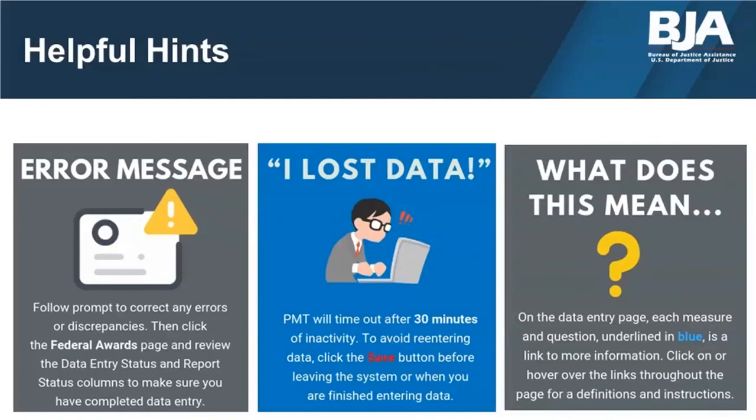If you get an error message, follow the prompt to correct any errors or discrepancies. Then click the Federal Awards page and review the data entry status and report status columns to make sure you have completed data entry. The PMT will time out after 30 minutes of inactivity. To avoid re-entering data, click the Save button before leaving the system or when you are finished entering data. On the data entry page, each measure and question, underlined in blue, is a link to more information. Click on or hover over the links throughout the page for definitions and instructions.